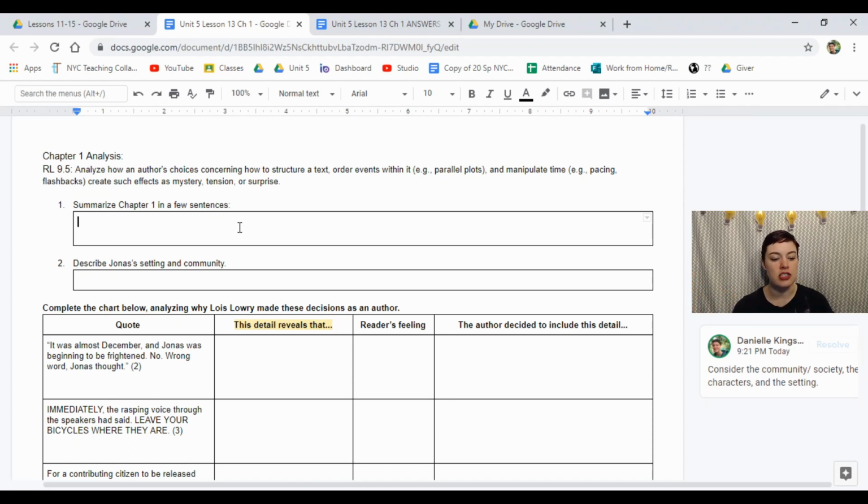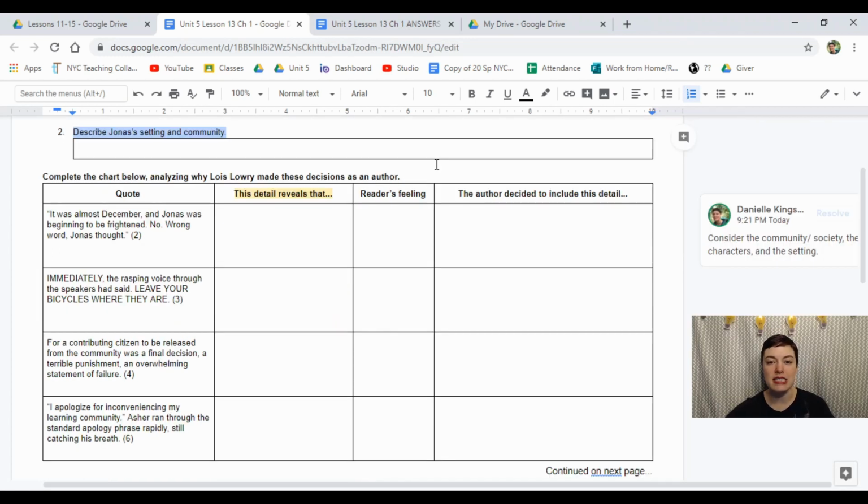Underneath that, where it says describe Jonas's setting and community, for that one, what do you think the society is like? What do you think it looks like? What does it sound like? What does it smell like? How do you think it's ordered? Just anything about that. This is the exposition of the book, and you need to keep that in mind for this entire worksheet. Lois Lowry decided to reveal specific things in chapter 1 to give us some ideas of what is going to happen later on. So that's what we're analyzing today, and setting and characters are of course always part of the exposition.